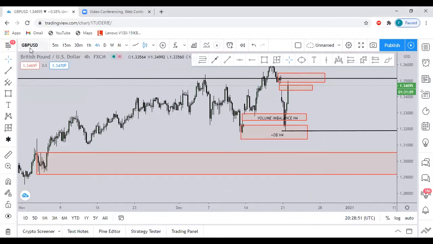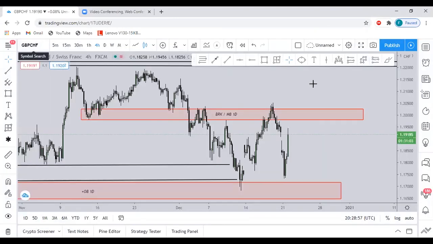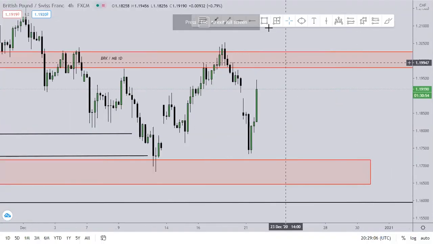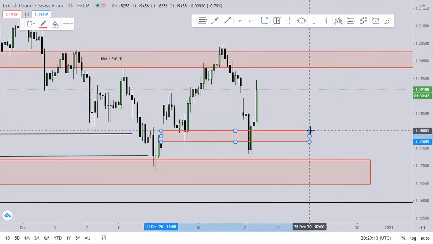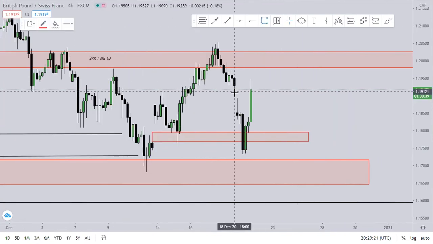Okay, let's look for one more example. And let's look at GBP CHF. If there was one there too. Yes, there was. Last week, it happened on almost all the GBP pairs because of the news I spoke about. You see, volume imbalance. This one was not very big. See, it went up. There's another one here. They are finished filling it.